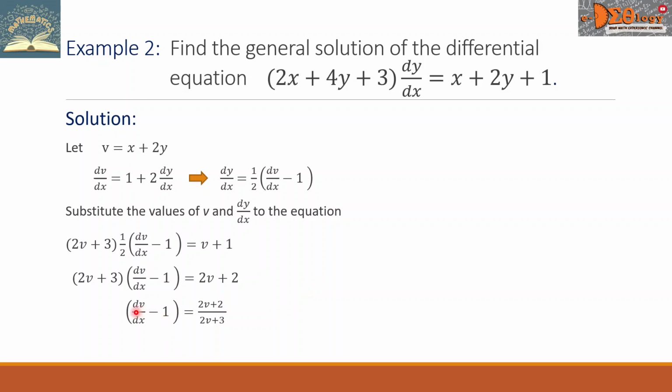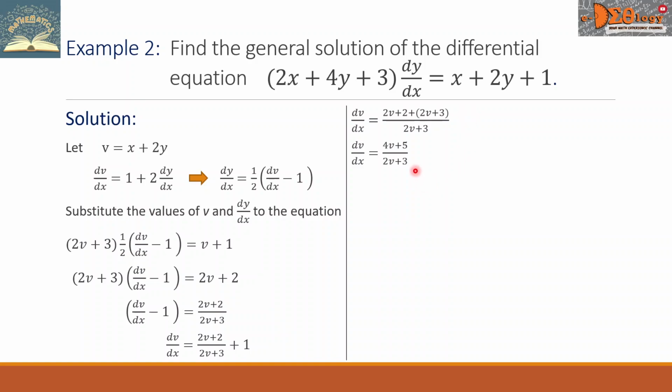Next thing to do, when we isolate this dv over dx, this negative 1 here must be transposed to the right. So the negative 1 becomes positive 1 to the right. And the dv over dx will be alone on one side. Let us now combine this fraction with the whole number 1. So it becomes like this, and let us simplify the numerator. We have the new numerator as 4v plus 5 over the same denominator 2v plus 3.